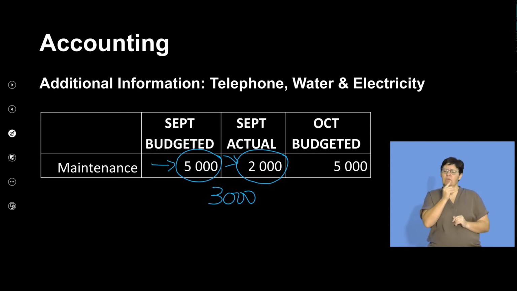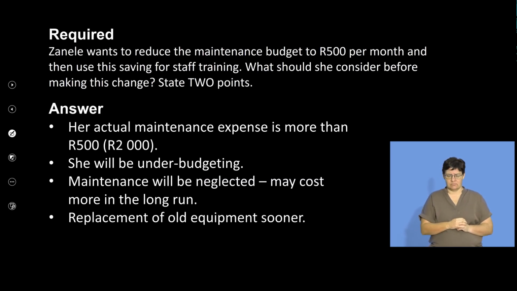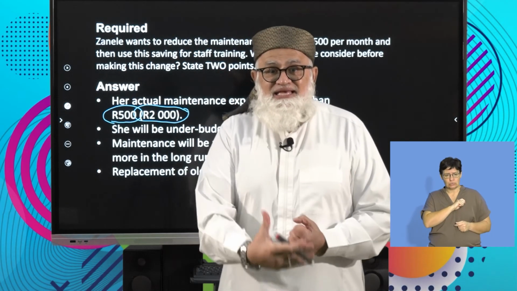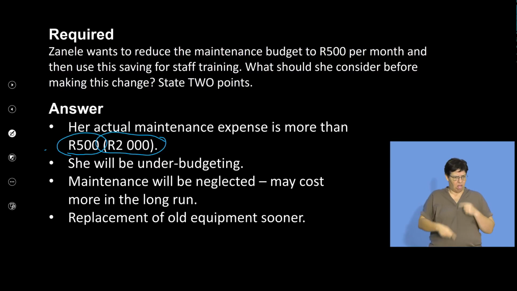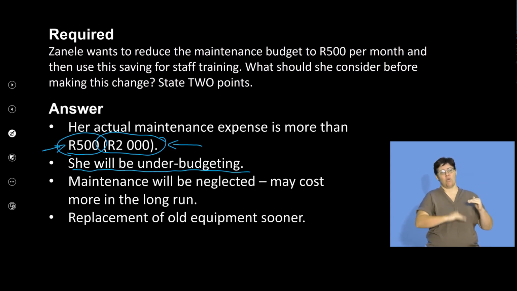Now, watch. Her actual maintenance expenses is far more than 500. She's actually spending 2,000 Rand. So already you can see that the amount that she is spending exceeds the amount that she wants to spend. For example, she wants to spend 500, but she's already spending 2,000 Rand. Then, obviously, she will be under budgeting.